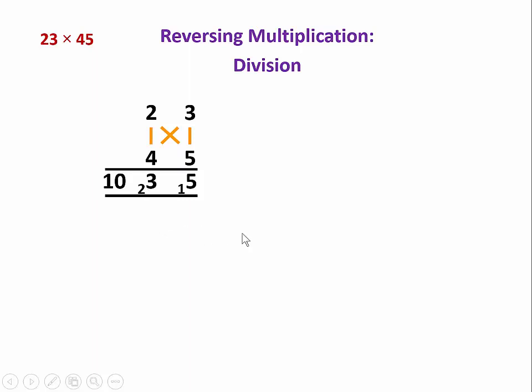For example, given 1035 and 45, what is the other number which multiplies that 45 to give us 1035? That's division. That's dividing 1035 by 45. Well, looking at the hundreds, we know that comes from the tens times the tens. So since we've got 10 there in the hundreds, this must be a 2, because 2 times 4 is 8, which takes account of all of that 10 except for 2. So we put 2 down here.